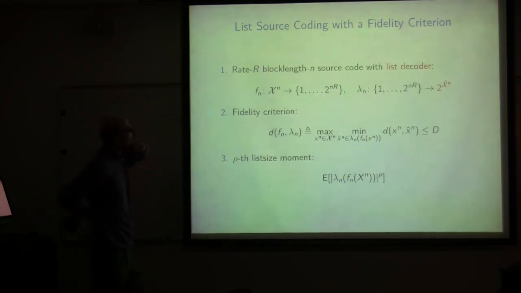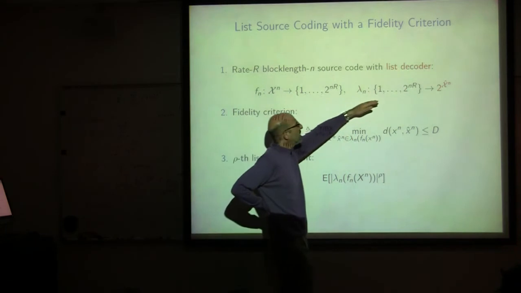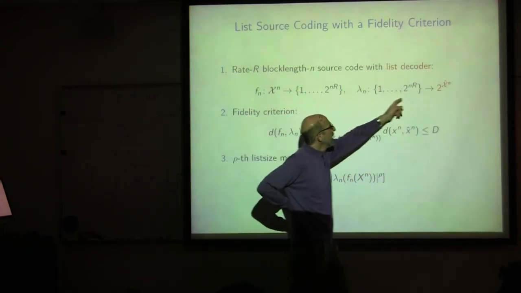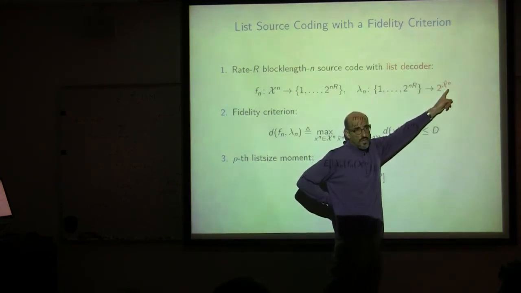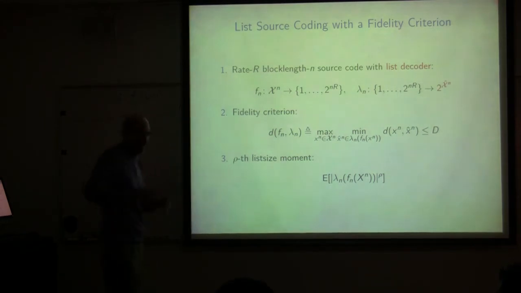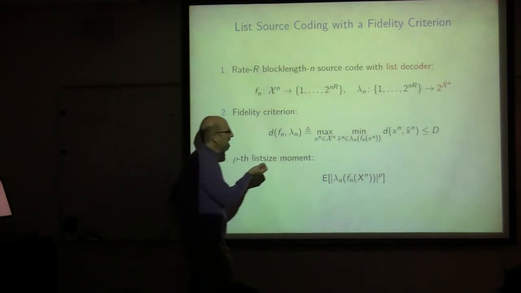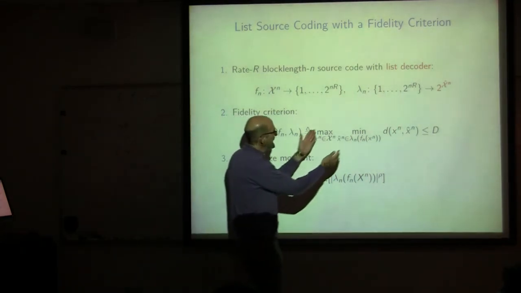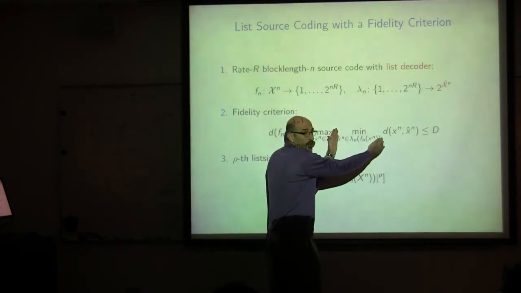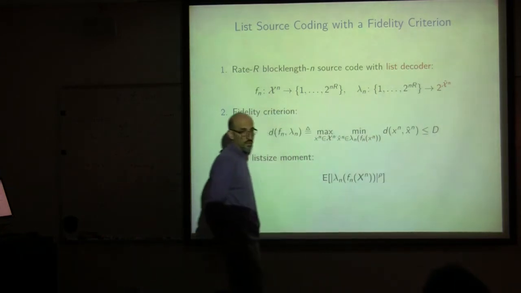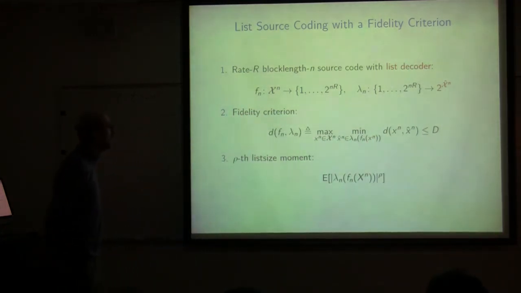The mapping or the reconstruction is from these nR bits that are the description of the task to a subset of x hat to the n. The property that we insist on is that no matter what the task was, among the subsets that we're going to perform, there's one that is within distortion d of the true one. This is the variation on the same thing.